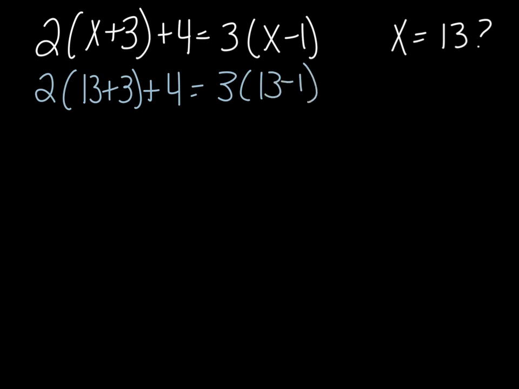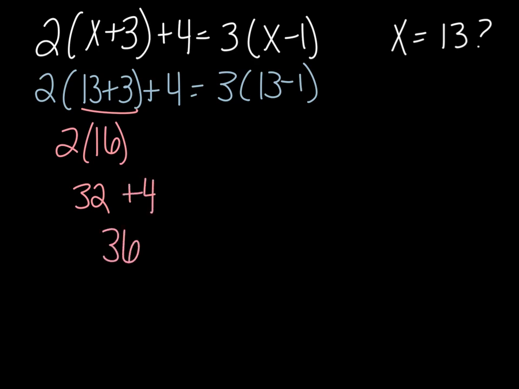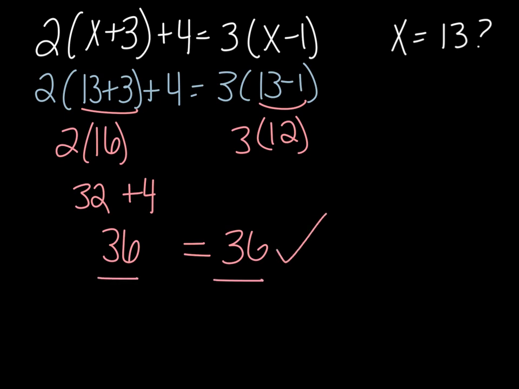All right, now I've got, again, do what's in parentheses first. 13 plus 3 is 16. And then 2 times 16 is 32. And 32 plus 4 is 36. Okay, notice how I'm kind of working down my page as I simplify each side. I'd like you guys doing the same. And then over on the right-hand side, I've got 3 times 13 minus 1. Well, 13 minus 1 is 12, and 12 times 3 is 36. Since the left side equals the right side, our answer checks. So x does, in fact, equal 13.